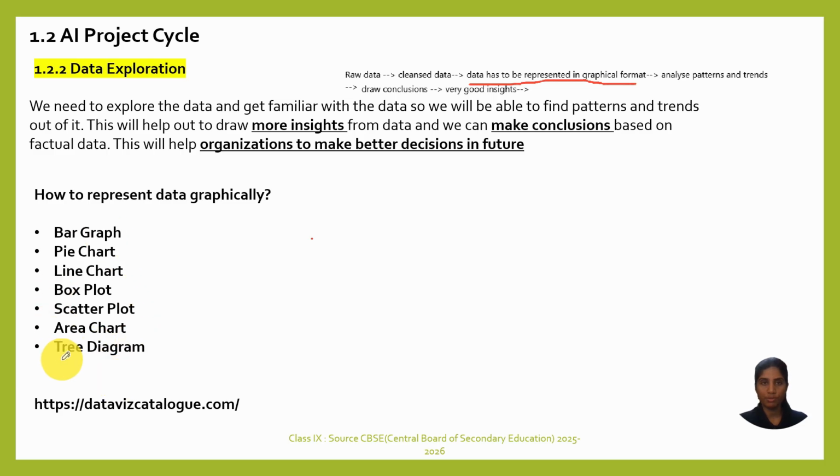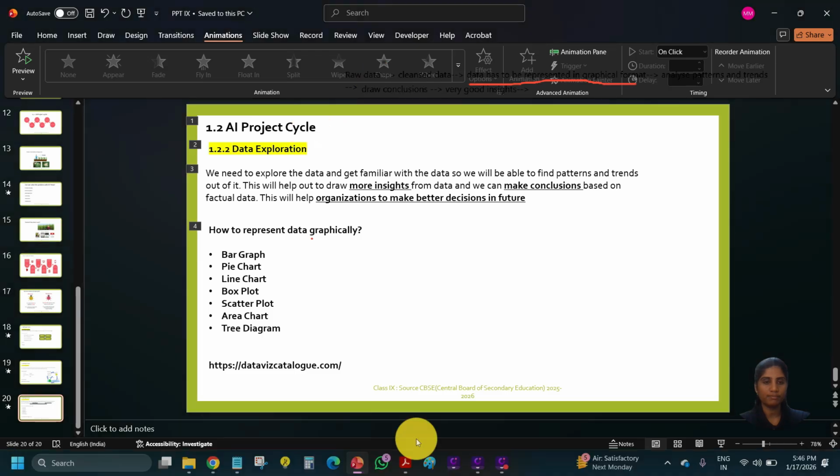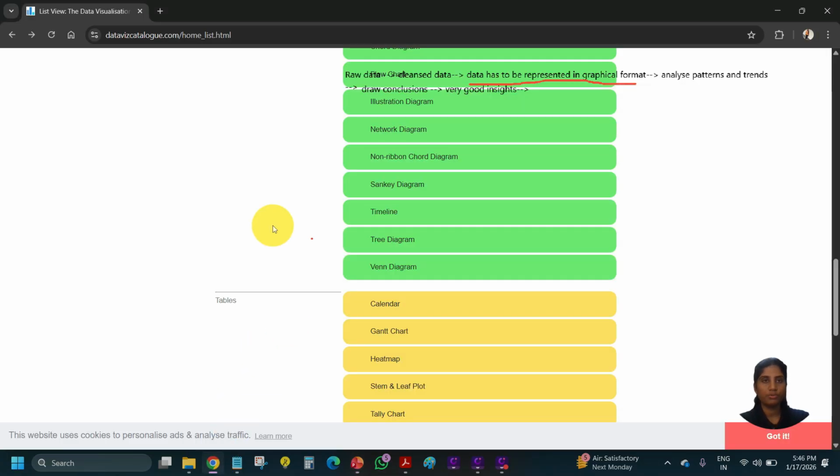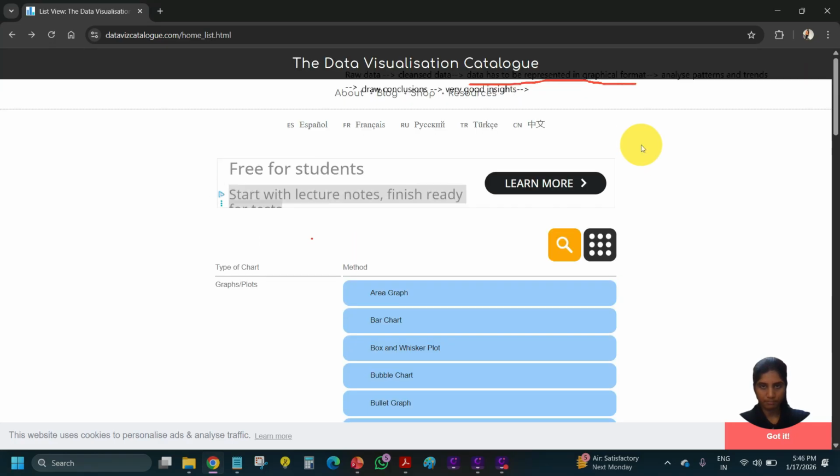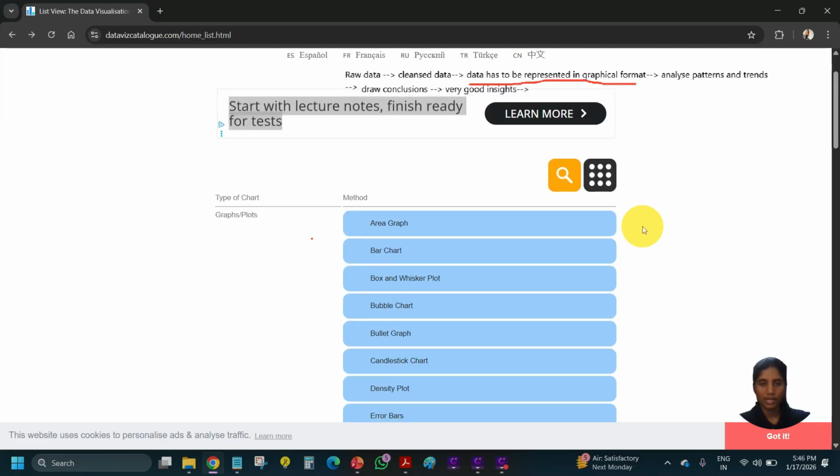So I have picked a few examples I want to show. Even though there are many charts, I cannot cover everything, but for 9th grade it is very important to look into some charts in detail. So I'll go to the Data Viz Catalogue. I will put this URL in the description. If you go to this, this is how it looks.